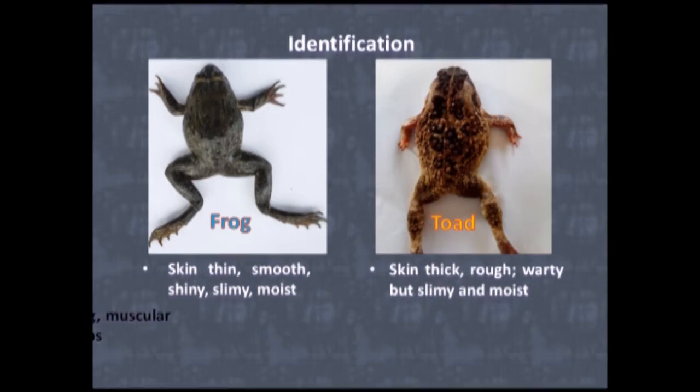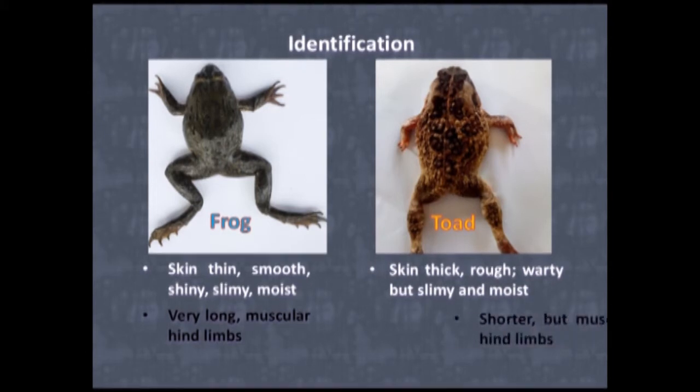If we examine the hind limbs of the two specimens, we're going to realize that the frog usually has very long, thick, muscular, and flexible hind limbs, which are usually highly folded onto the body. Whereas, when we look at the hind limbs of the toad, we realize that they are shorter compared to those of the frog, but also muscular, flexible, and highly folded onto the body.